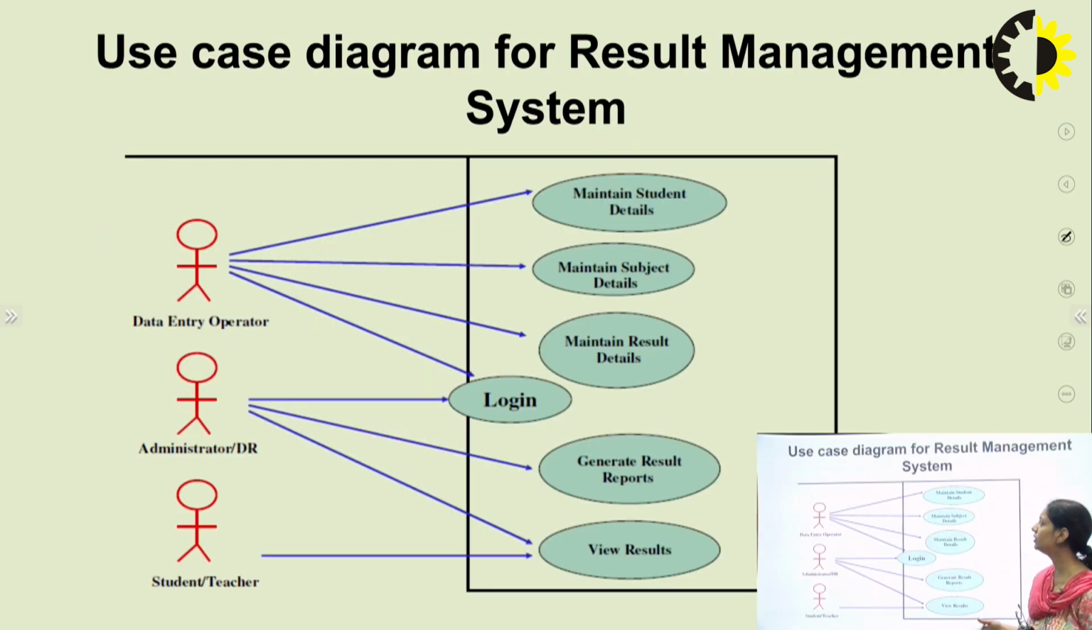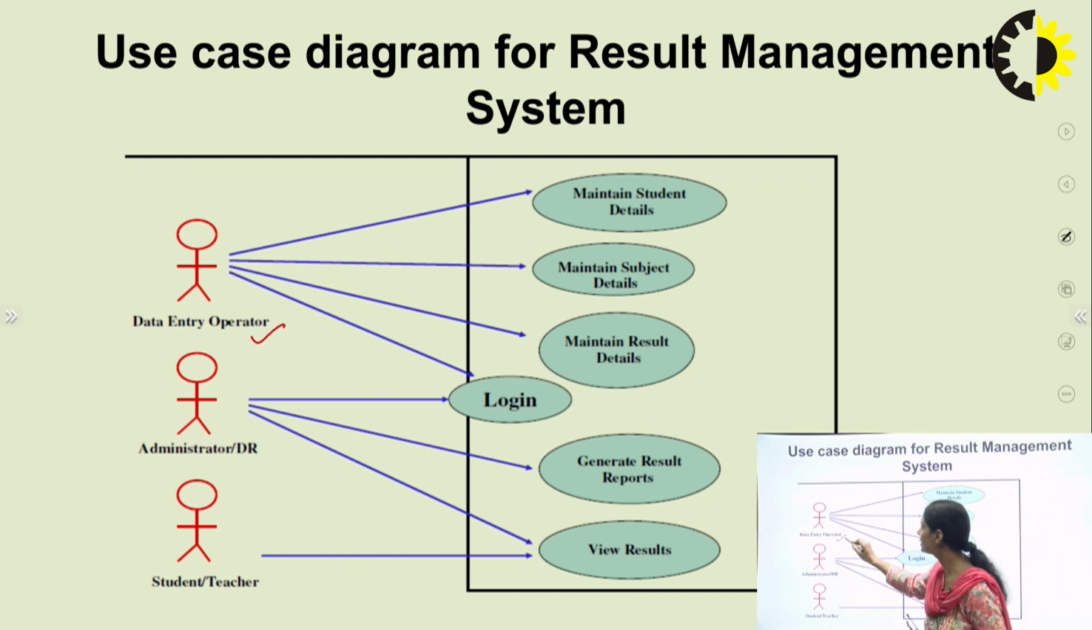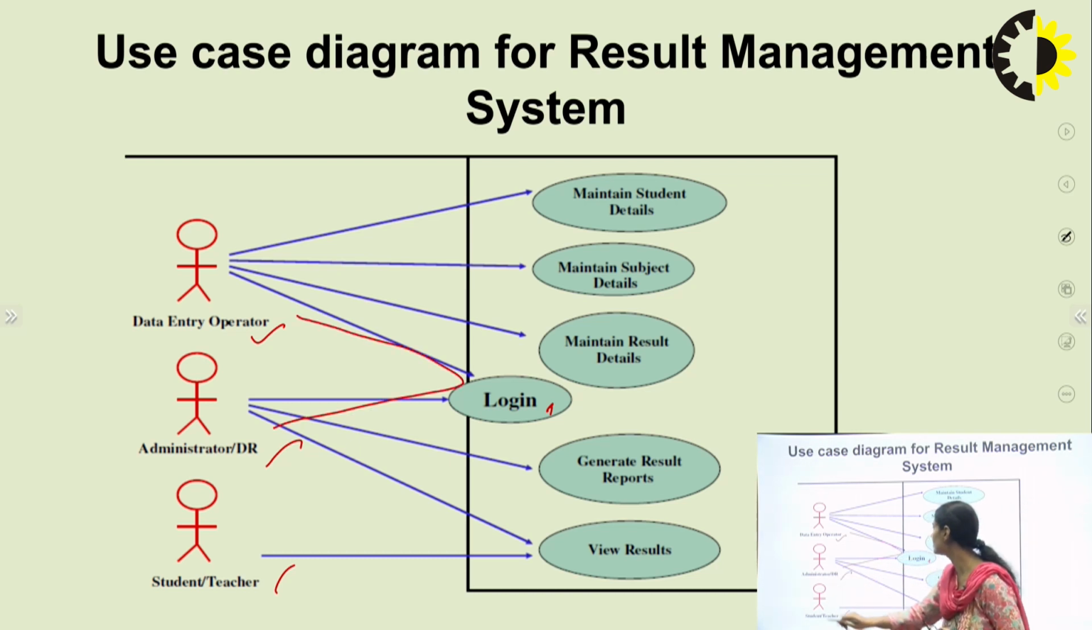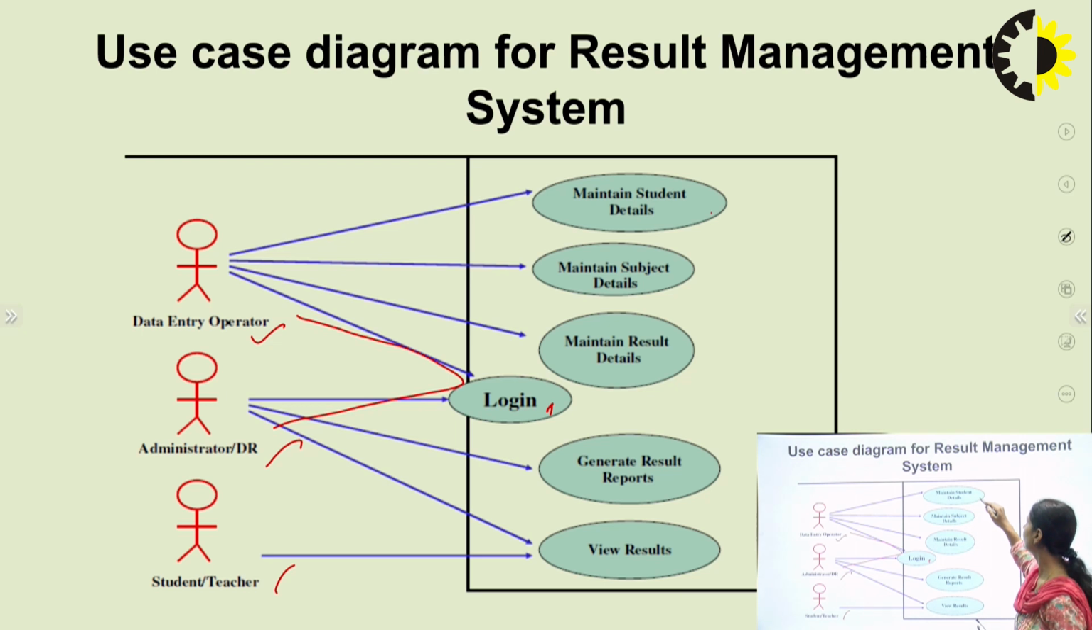So this is an example of a use case diagram for the result management system, wherein we have three actors: data entry operator, administrator, and the student or the teacher. If we talk about this login, the data entry operator or the administrator will be logging into the system. Then the data entry operator will be only maintaining the student details, subject details and the result details. The administrator is the person who will be generating the reports and viewing the results.